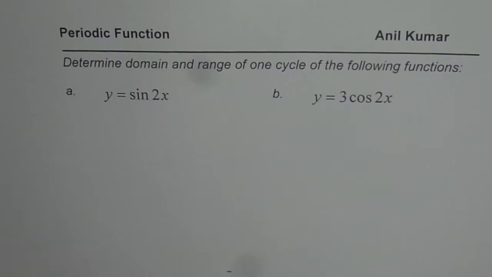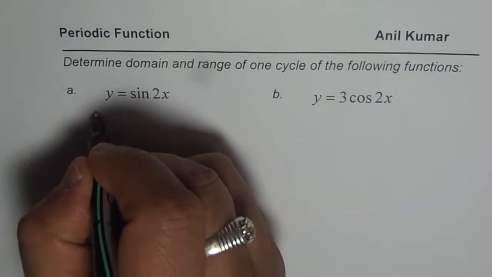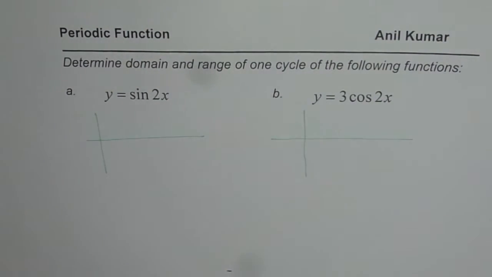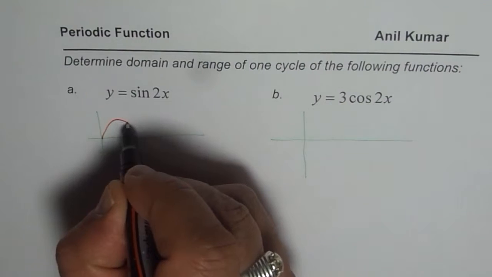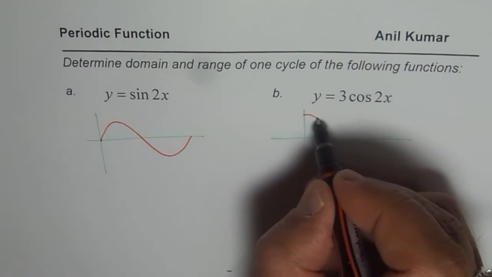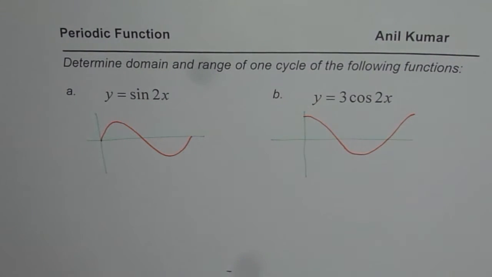Now to explain how to answer such a question, let me sketch these functions also and then we will discuss them, right? So I'll sketch both of them. Then we'll write down their domain and range. Sinusoidal functions start with a 0, so they are kind of like this. As far as the cosine function is concerned, they are like this, right? They start with maximum and they end with maximum, right? So that is how the function is.